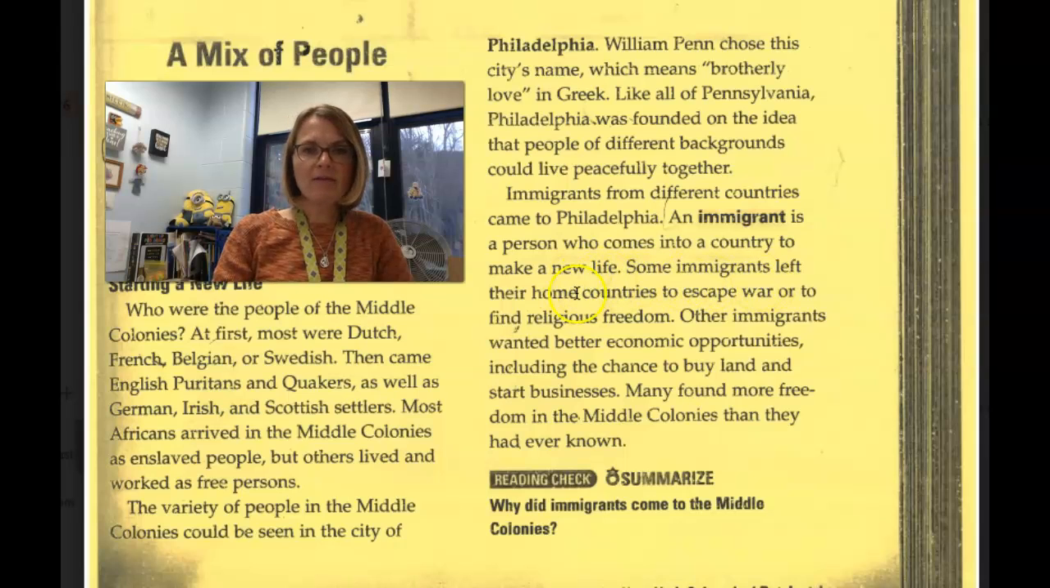Some immigrants left their home countries to escape war or to find religious freedom. Oh, I know that one. That sounds like the Pilgrims and Puritans. But I wonder what wars they might be trying to get away from.